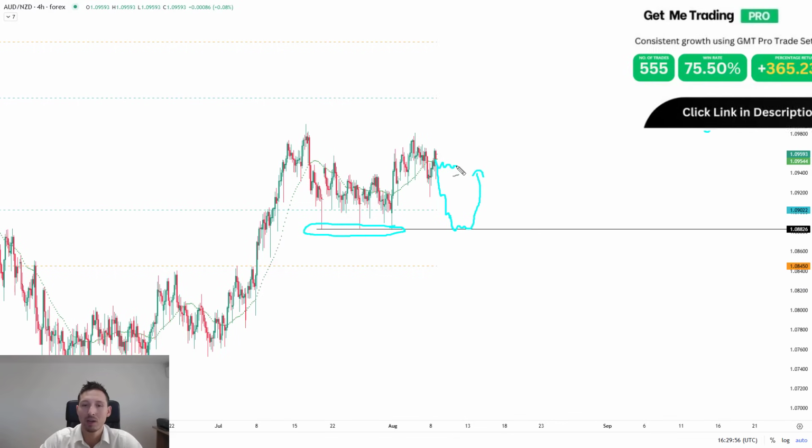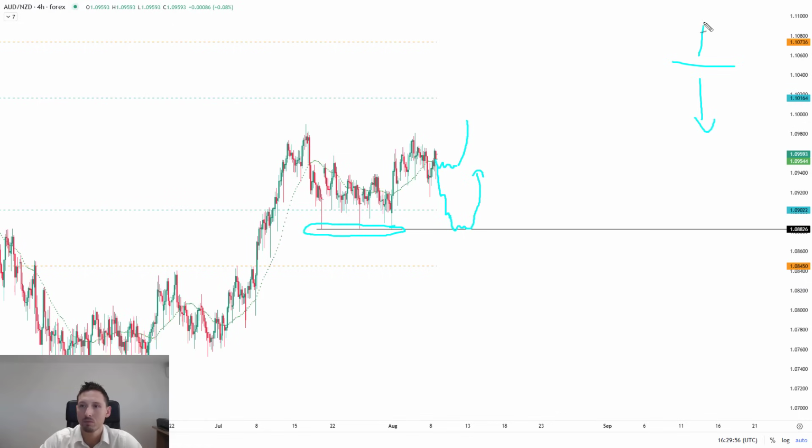If we just chop sideways and we get a bullish outcome from the RBA, then you can look for the pullback into the moving average. That gives you your bull flag setup. Profit taking target to 1.1016.